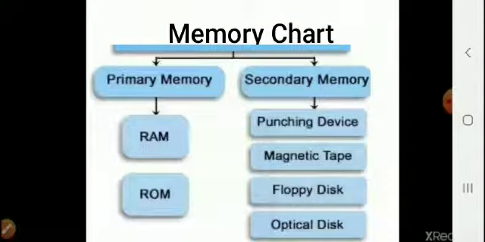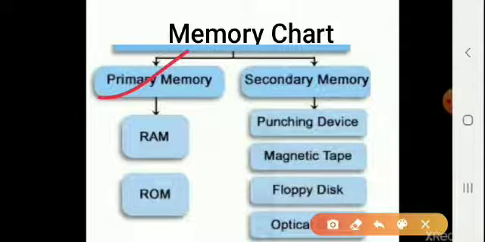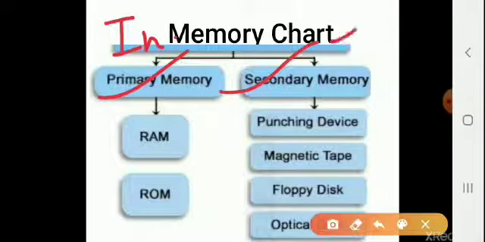Then the memory chart. Two types of memory are there: primary memory and secondary memory. Primary memory is the internal memory, and secondary memory is the external memory, as we have already told you. The primary memory is kept on silicon chips and is fixed to the circuit box, and it is known as the internal memory. There are mainly two types: RAM and ROM.